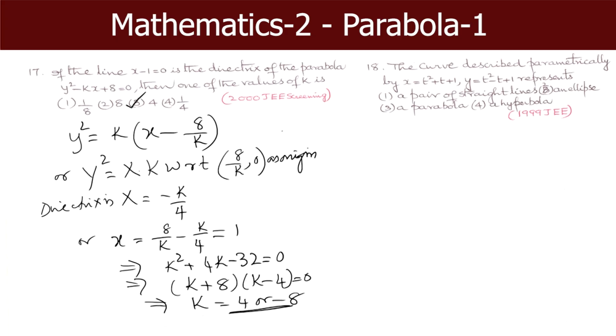Next question. The curve described parametrically by x equal to t square plus t plus 1, y equal to t square minus t plus 1 represents.